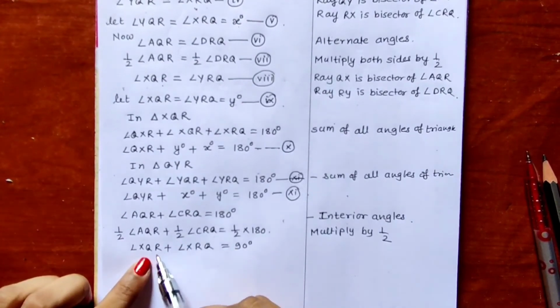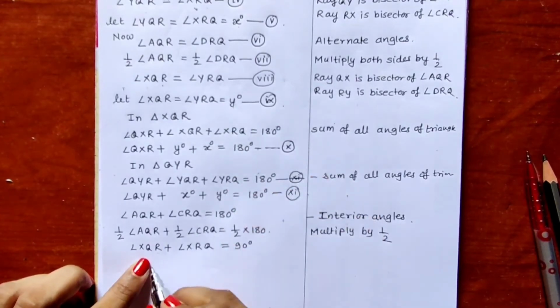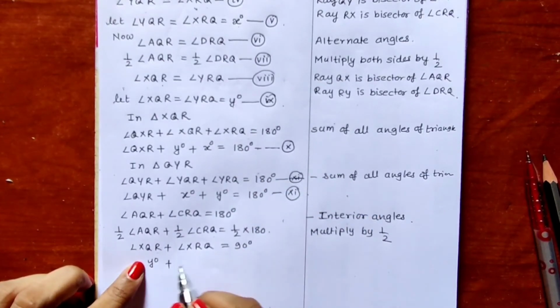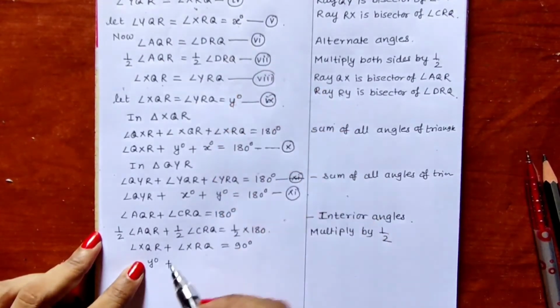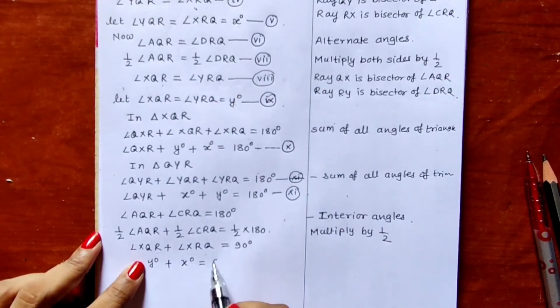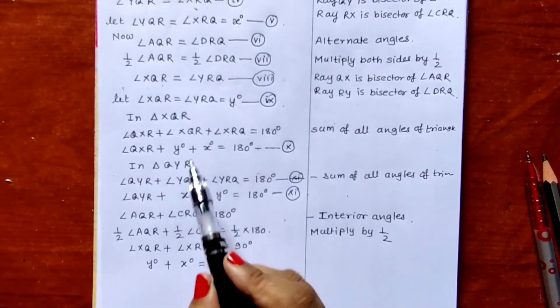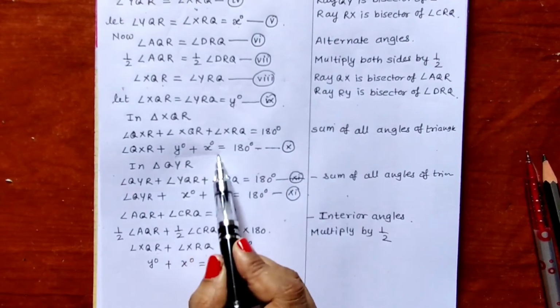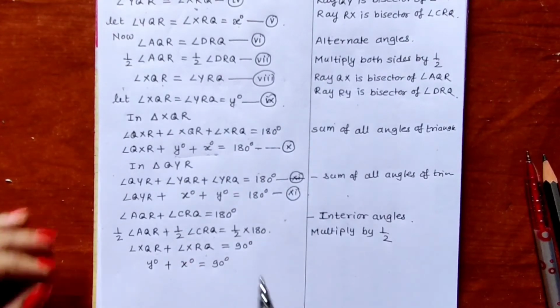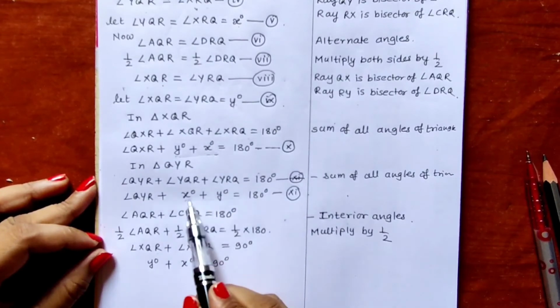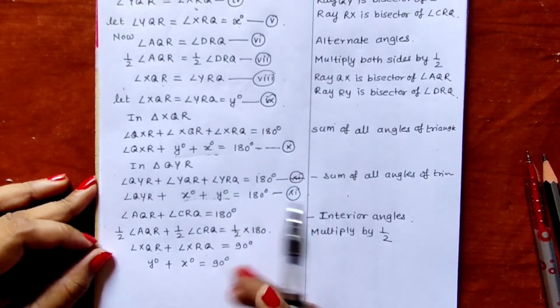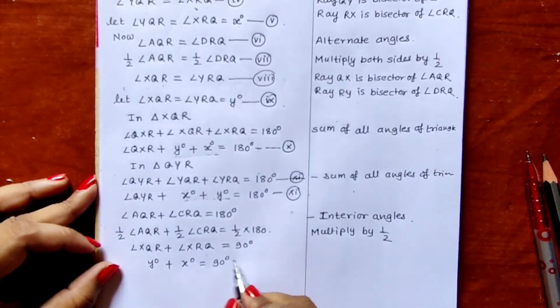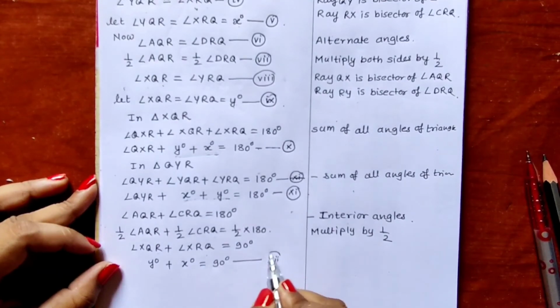Now see children, XQR means Y. So I can write Y degree plus XRQ means X. I can write X degree is equal to 90 degree. So here in place of Y degree plus X degree we can write 90 degree. Similarly here also X degree plus Y degree we can write 90 degree. This will be our equation number 12.